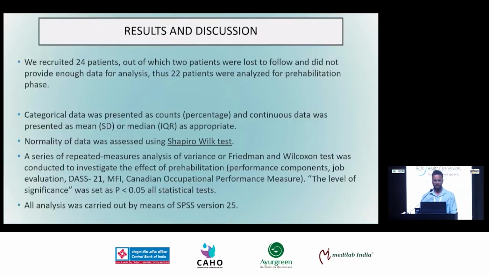Coming to the results, we could recruit 24 patients since this is a diagnosis which is not readily available, but however 2 patients were lost to follow-up. The normality of data was assessed using Shapiro-Wilk test, and all the analysis was carried out using SPSS version 25. The level of significance was set at less than 0.05 for all statistical tests, which was done using Wilcoxon test.